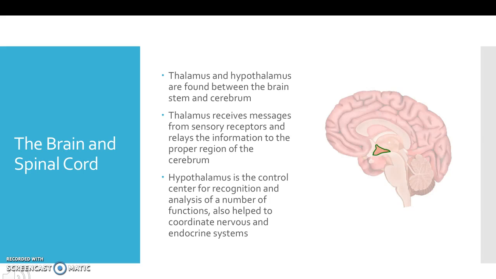Just below the thalamus is the hypothalamus. The hypothalamus is the control center for recognition and analysis of a number of functions, and it also helps to coordinate the nervous and endocrine systems. A number of functions the hypothalamus controls include hunger, thirst, fatigue, anger, and body temperature.